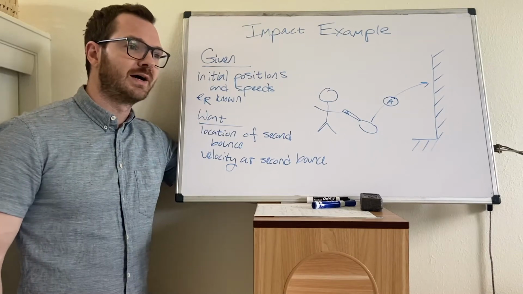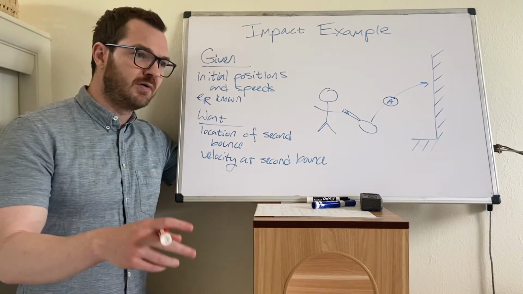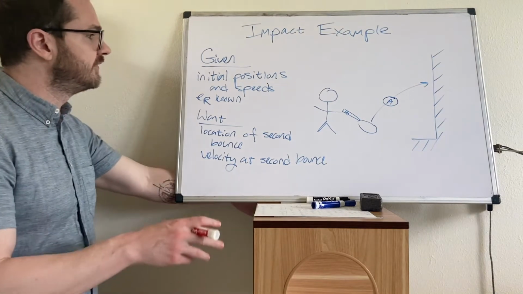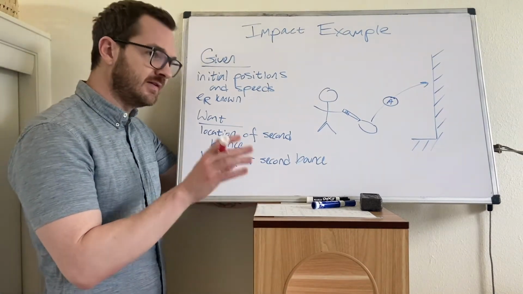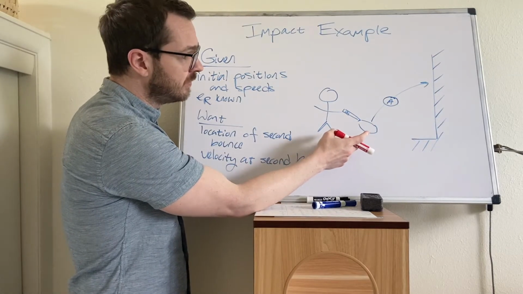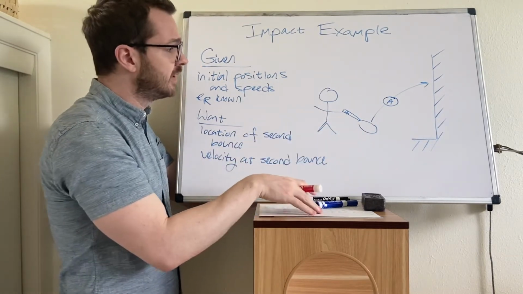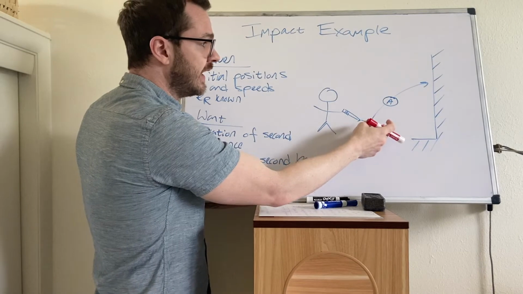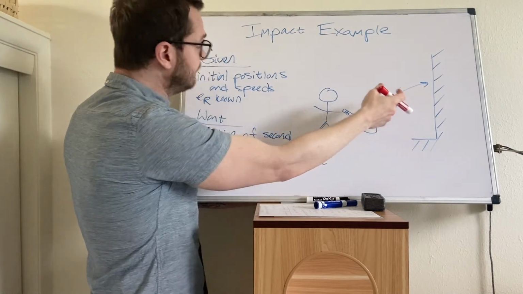Hey everyone, welcome back. We've talked about using impulse and momentum theory to answer questions about inelastic collisions. Let's take that theory and apply it to this problem. We have a person playing tennis or racquetball. They have a ball that they're hitting and this ball is getting launched at a wall.